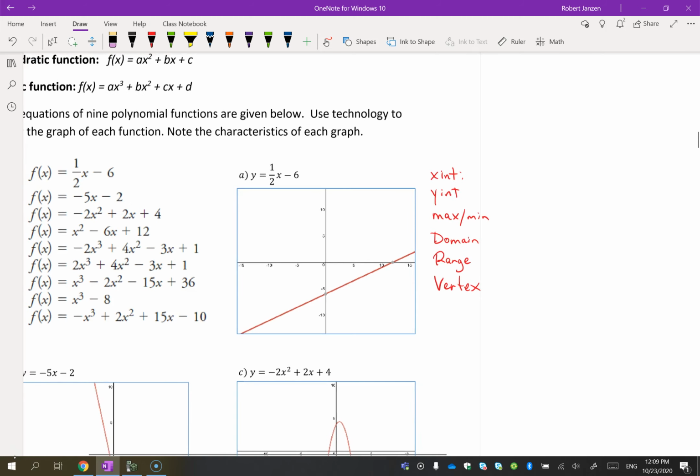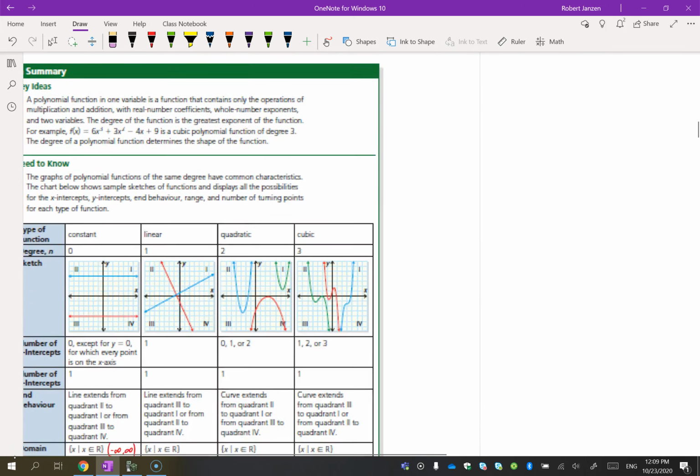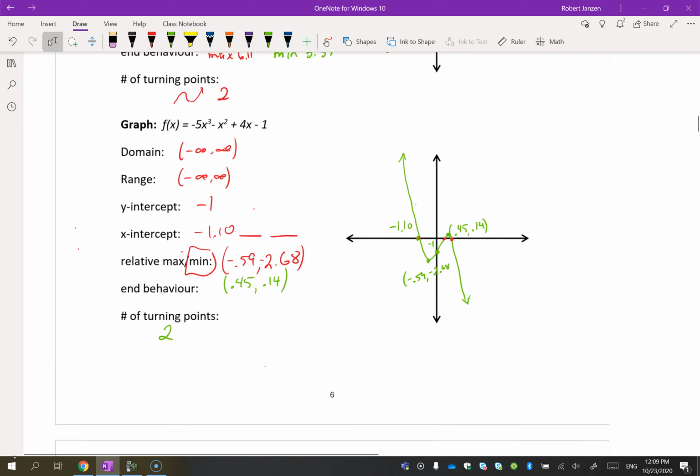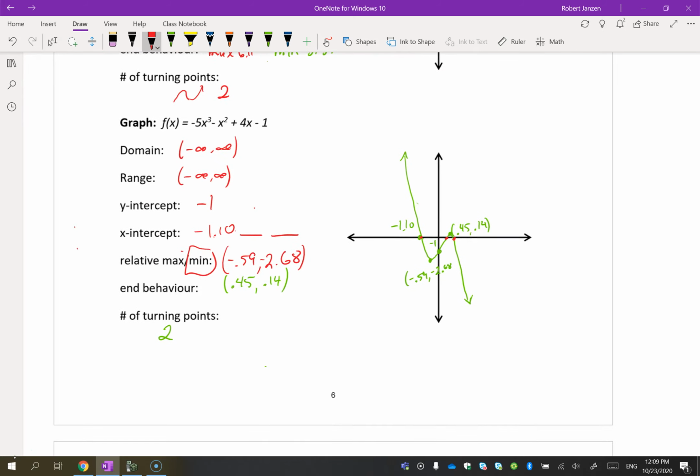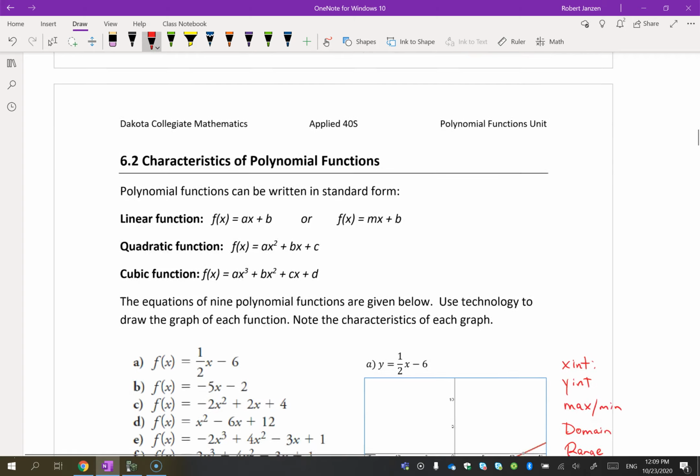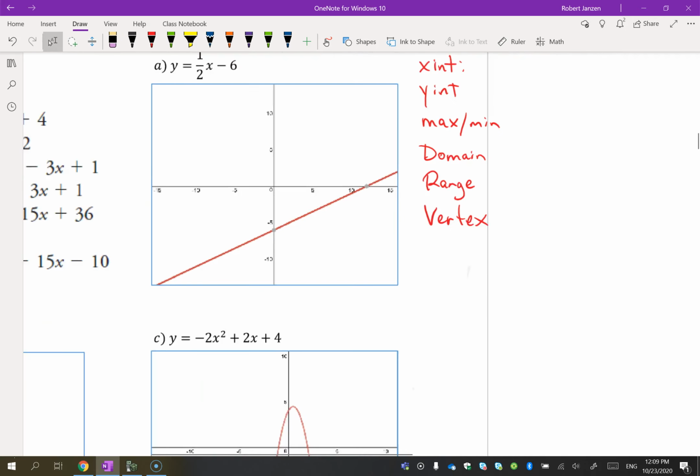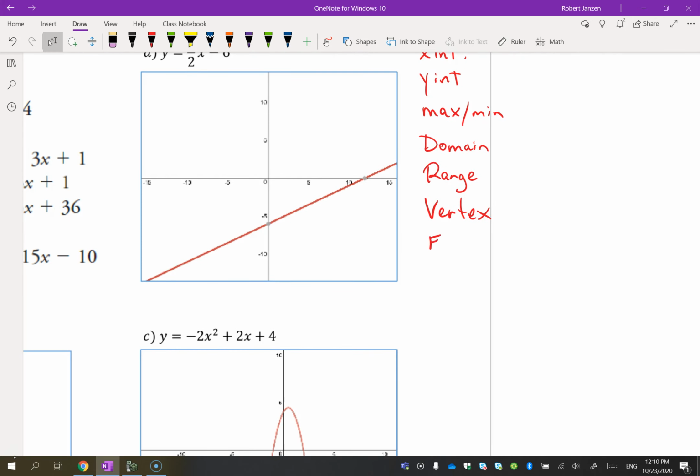Okay, so basically we're doing the same thing that we were doing in the last unit here, where we had domain, range, X-intercept, Y-intercept, the relative max, min, end behavior, and number of turning points. Honestly, the end behavior and turning points, not as important to me. You can do those as well, but really focus on using the calculator and figuring out the X and Y intercepts.